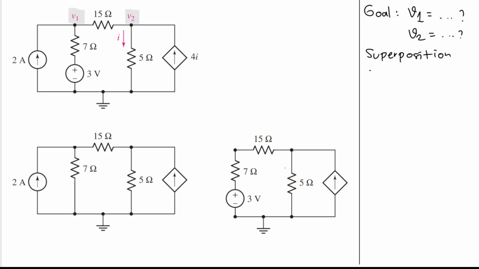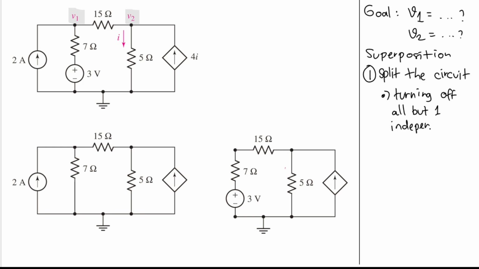Okay, the first step of superposition is to split the circuit. Split the circuit by turning off all but one source, right? But remember that we only turn off the independent sources.